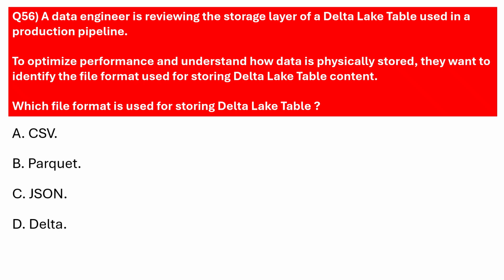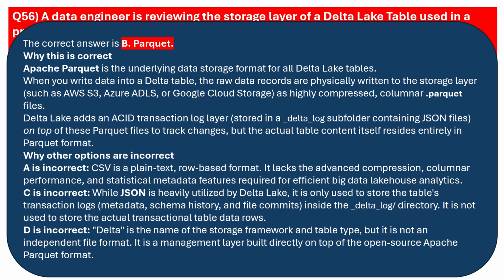A. CSV, B. Parquet, C. JSON, D. Delta. The correct answer is B. Parquet. Why this is correct?